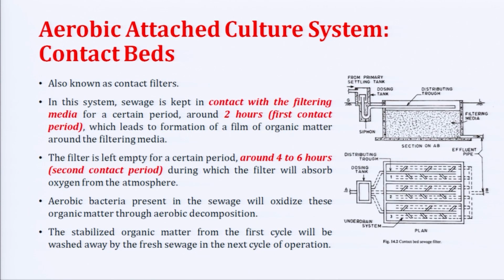Now, let us come quickly to the next aerobic attached culture system called contact beds. The most important aerobic attached culture system is the trickling filter, so you should go in depth for trickling filter. Contact beds are important, but not that important. The second most important aerobic attached culture system will be RBCs or rotating biological contactors, which we will be talking about. So, let us quickly go through contact beds.